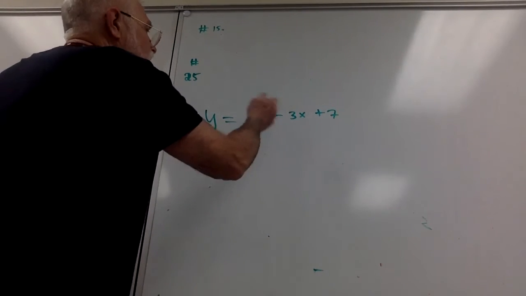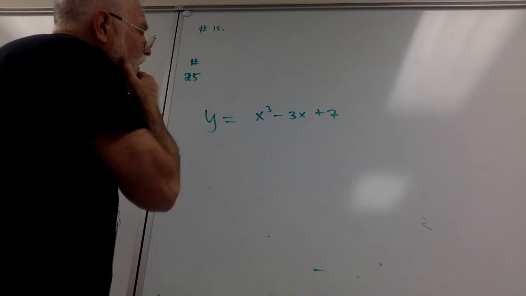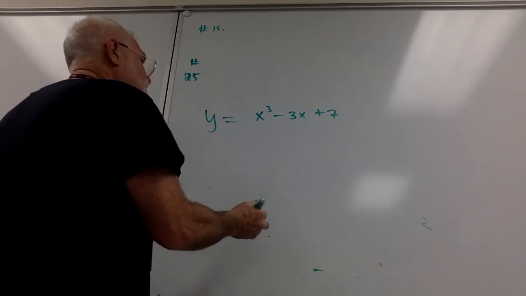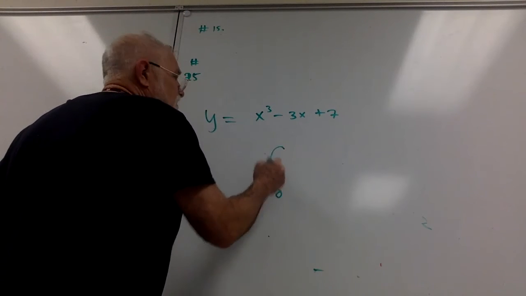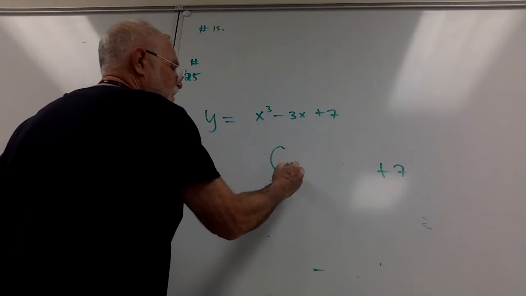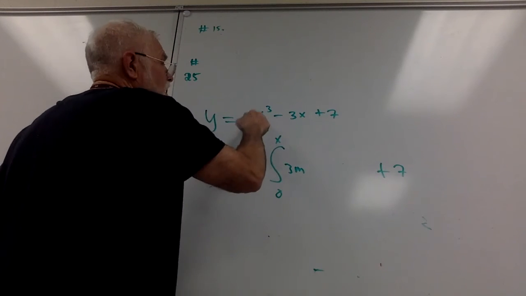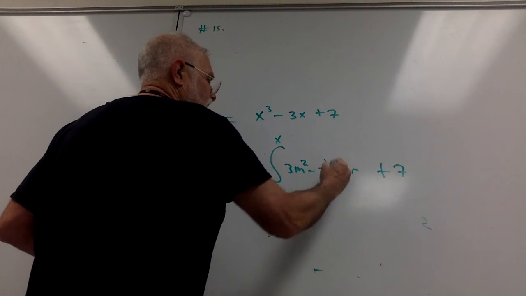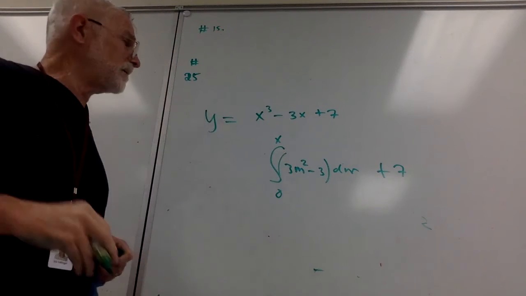Oh, what am I going to do with this? Well, how do I write that as an integral? Oh, I forgot. No, I didn't. I remember. 0 gets me 7. And I want 3m squared. Oh, I want an x there. 3m squared minus 3 dm. Oh, yeah. I remember how to do that from all the practice over there. Good thing I did that.